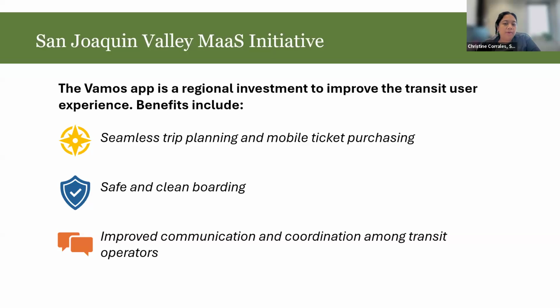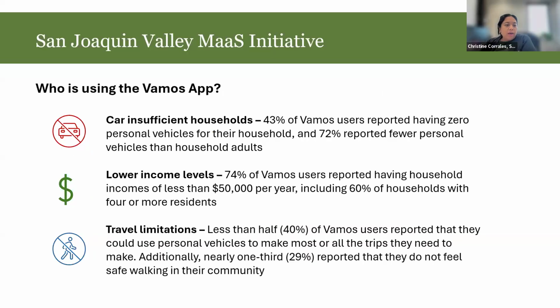So to help SJCOG understand what the impact of this investment was, on the next slide, we partnered with the University of California at Davis to conduct a research evaluation. And then UC Davis has been collecting user surveys on a quarterly basis since 2021 to help us really understand the impact of the investment in Vamos. So on these slides, I'll provide some high-level insights about what the app is doing and impacting.